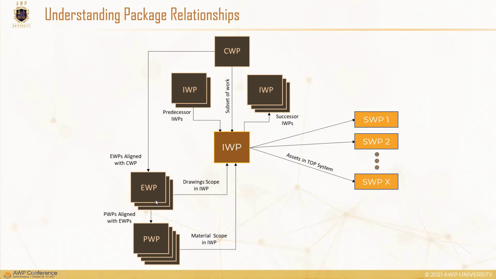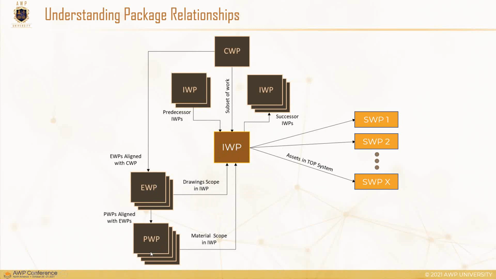All right, then we've got EWPs and PWPs that are tied to that. Why do we have those two? One is for the drawing scope for the IWP. So the technical drawings that are required for an IWP come from the EWP. So this is direct constraint management.